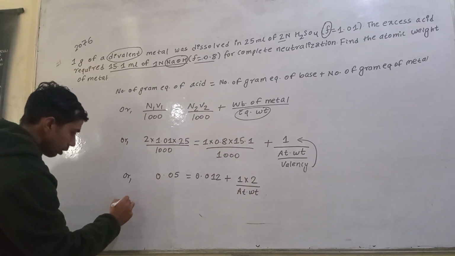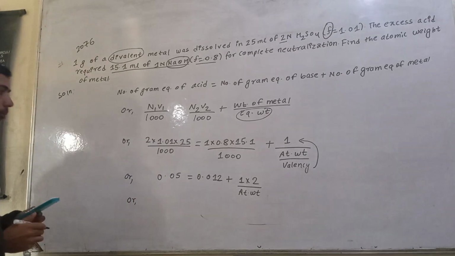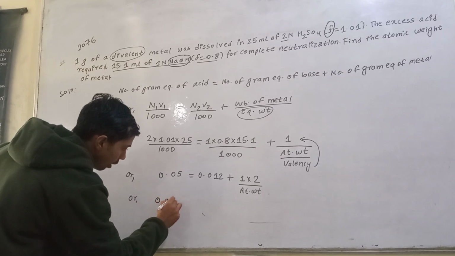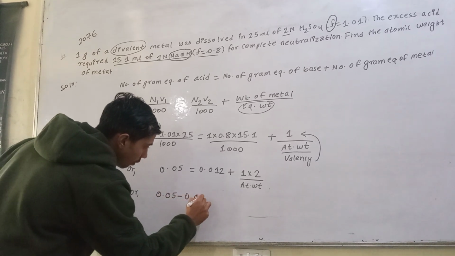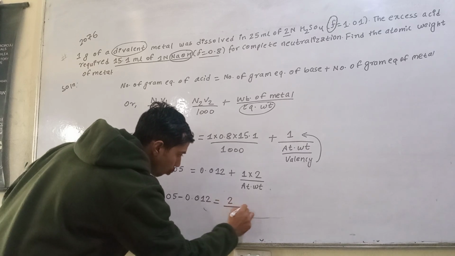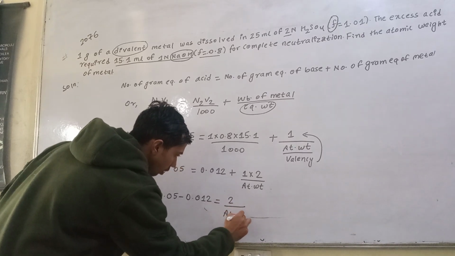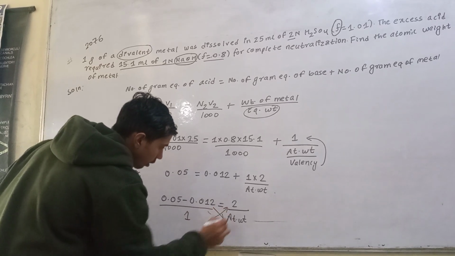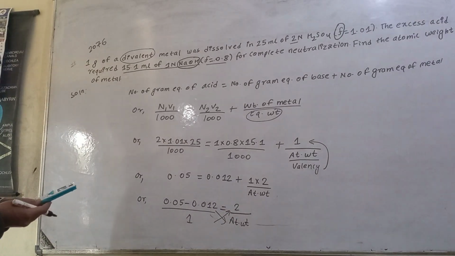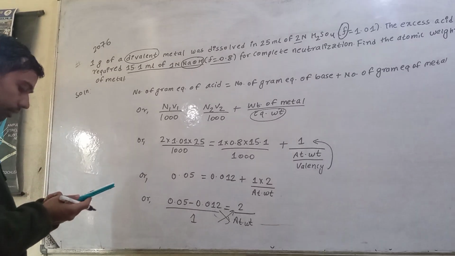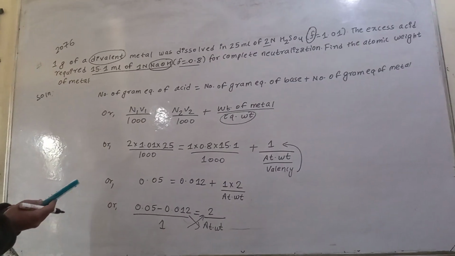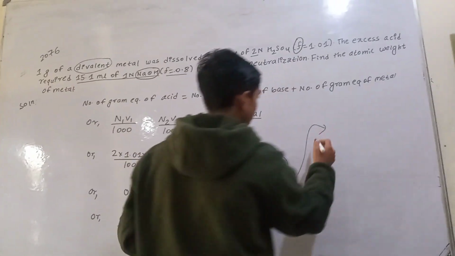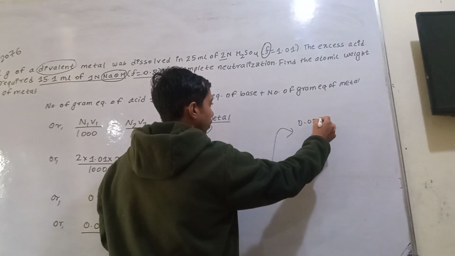So make the like terms in both the sections. Here 0.05 minus 0.012 equals 2 upon atomic weight. So now we need to do a crisscross here. 0.05 minus 0.012 equals 0.038.